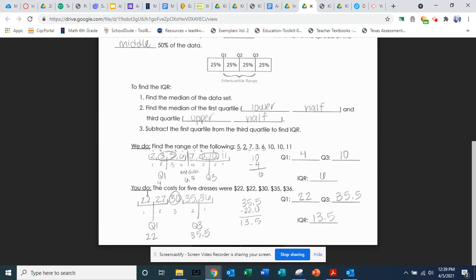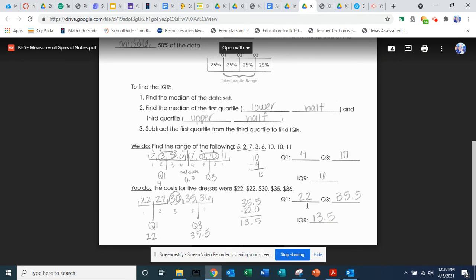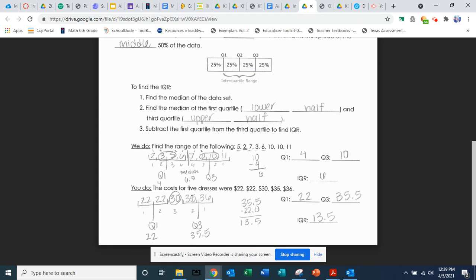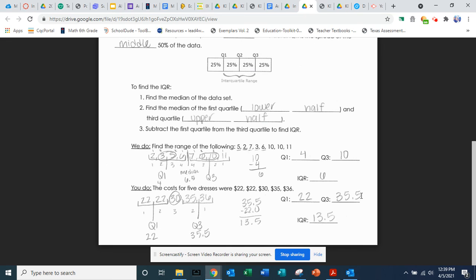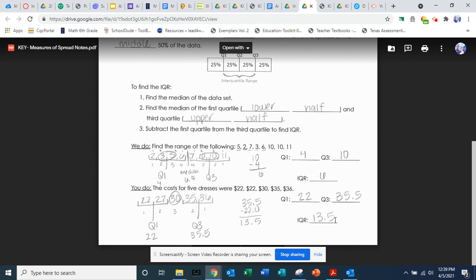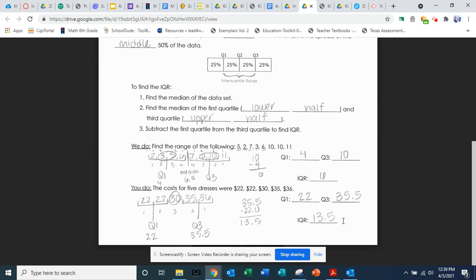And then quartile 1 would be in between 22 and 22, so quartile 1 would be 22. Then quartile 3 would be in between 35 and 36, which is 35 and 5/10, or 35 and a half. You subtract that out and you get 13 and 5/10, or 13 and a half.